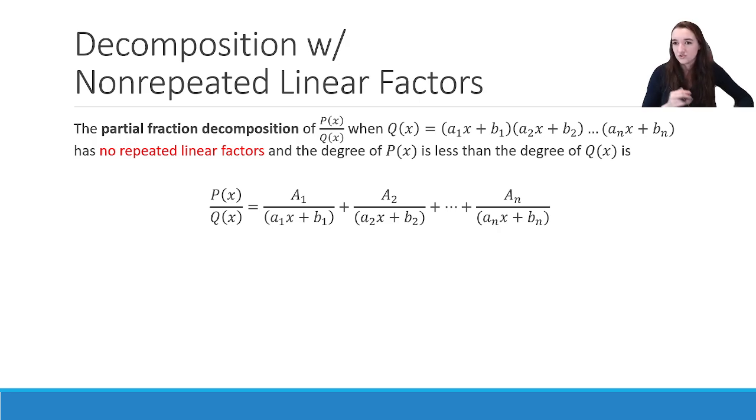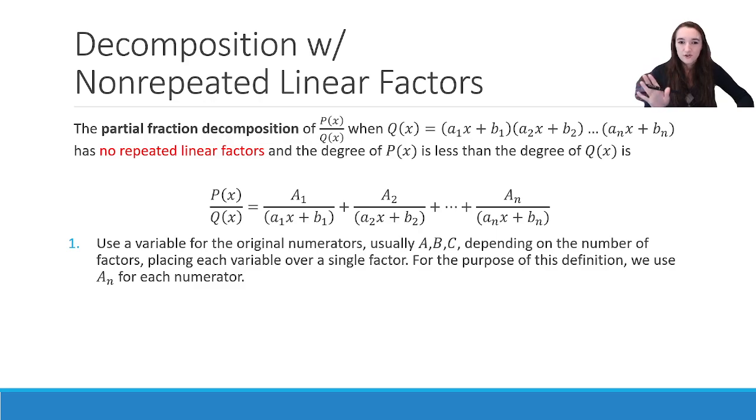But how do we actually do the decomposition? Well, I'm going to read out the steps for us first, and it's going to sound, again, very complicated, but once we actually do it, it'll make a little bit more sense. So bear with me here for a moment. First, we will use a variable for the original numerators, usually A, B, C, D, etc., but since I didn't know how many variables I would need here, because I'm just using it in general, I've used A1, A2, A3, etc., up to An, just for generalness. So those are all of our numerators.